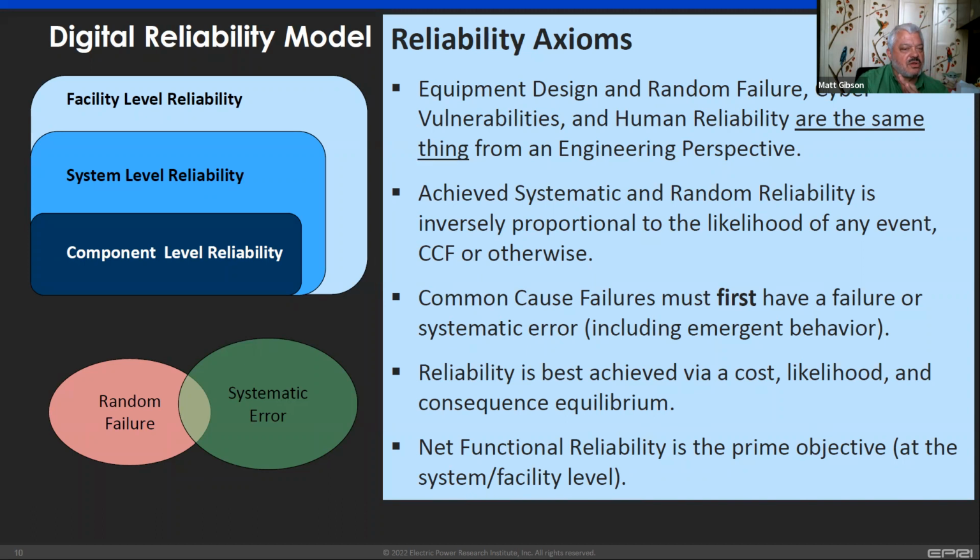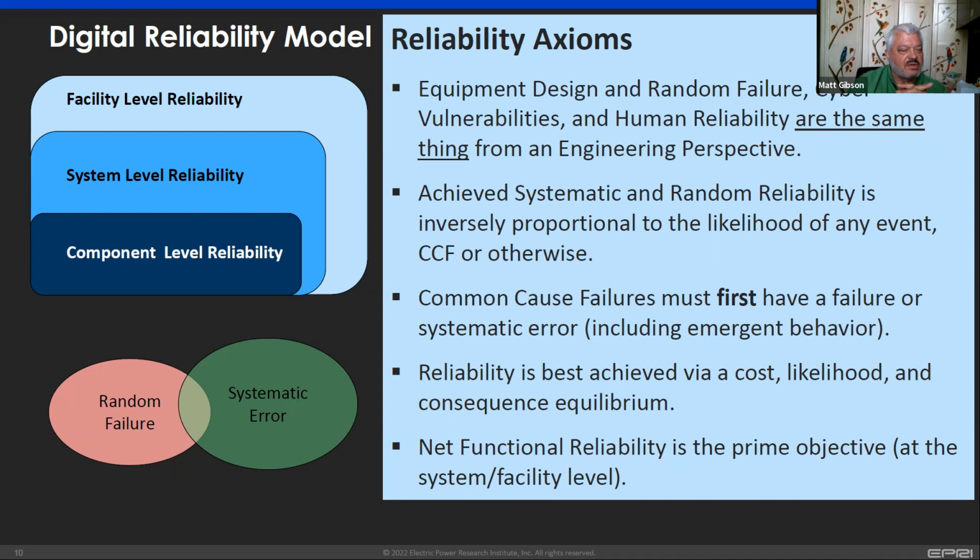So our research would tell us that you should not simply go looking for CCFs. You should be looking for reliability issues in your system. Why? Because your systematic and random reliability of your system are inversely proportional to the likelihood of any event. So if you increase the reliability of the system, systematic and random, you're going to reduce your CCF likelihood tremendously. You must first have a failure before you can have a common cause failure. So if you make your system reliable from a systematic and a random failure point of view, your likelihood of a common cause failure is vastly reduced.